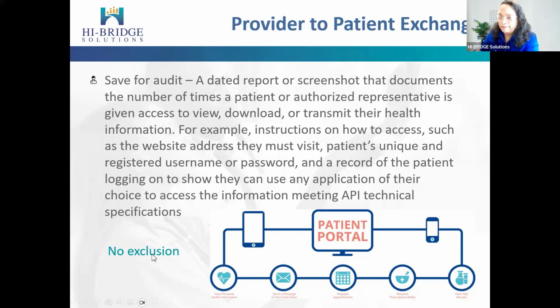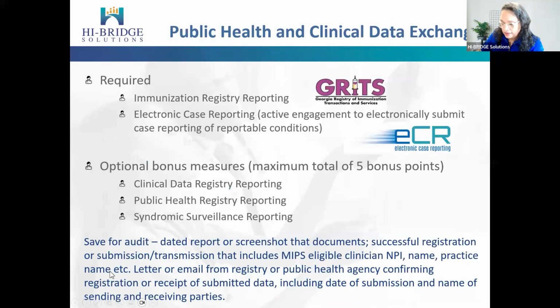So as we move on to our next slide, public health and clinical data exchange. Required under this category is, of course, immunization registry reporting to GRITS, Georgia Registry of Immunization Transactions and Services. And also required is electronic case reporting. So you, through your electronic health record, can check with your vendor to make sure that this is enabled and that you can generate the evidence or the proof that you are in active engagement to electronically submit case reporting of reportable conditions.